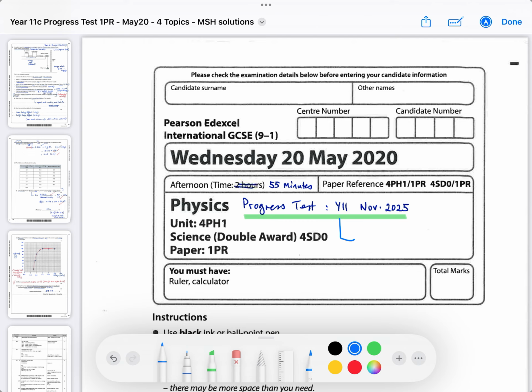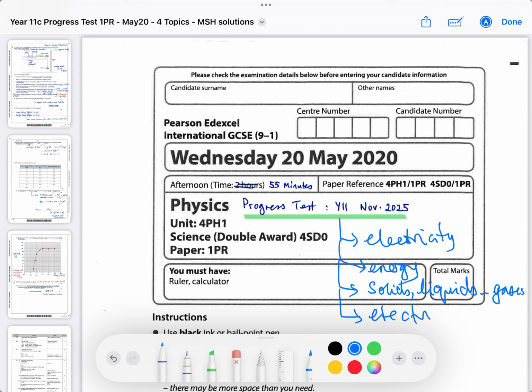I'm going through electricity, which I went through in part 1, power, energy, and there's going to be some more energy questions coming up now, and then solids, liquids and gases. That includes kinetic theory, so pressure and temperature of gases, and obviously electromagnetism questions, including a question about a dynamo.